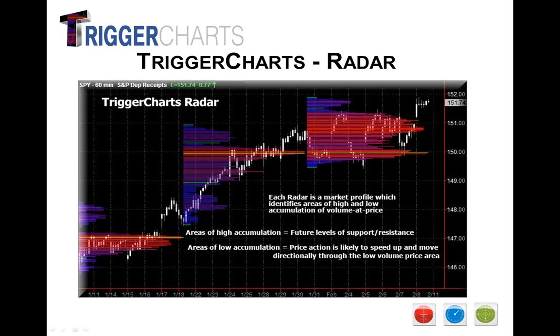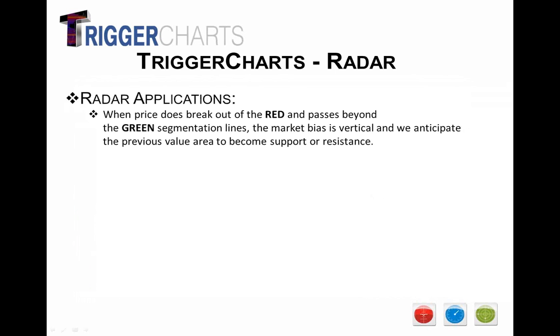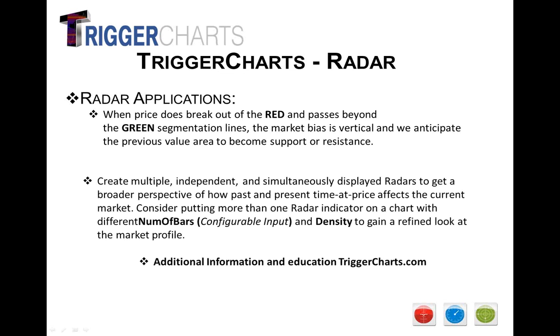We color-coded this so you know that the levels of support moving into the future are going to be in the areas of high accumulation, and those areas that don't have support are going to be moving into the purple area or the blue area, or not have any coloration at all. And then we also want to look at the segmentation lines. We go between these green segmentation lines. The market is biased in a vertical area, and we're looking at the previous values to become support or resistance. So these are the ranges, and where there's a swing happening or a vertical move potentially going to happen within the radar.